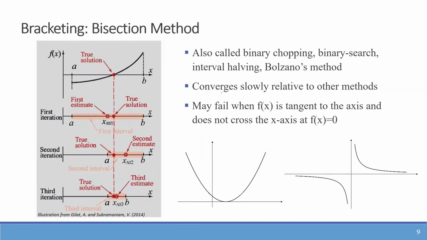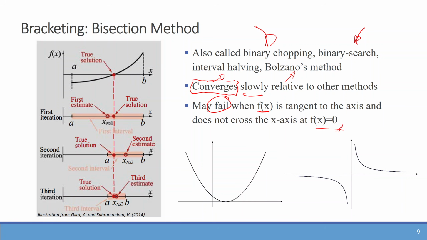The bisection method is also called binary chopping or binary search, interval halving, or Bolzano's method. Now, the bisection method converges slowly compared to other methods, and it may fail. There is a drawback that the bisection method may fail when our f of x is tangent to the axis and does not cross the x-axis at f of x equal to 0.